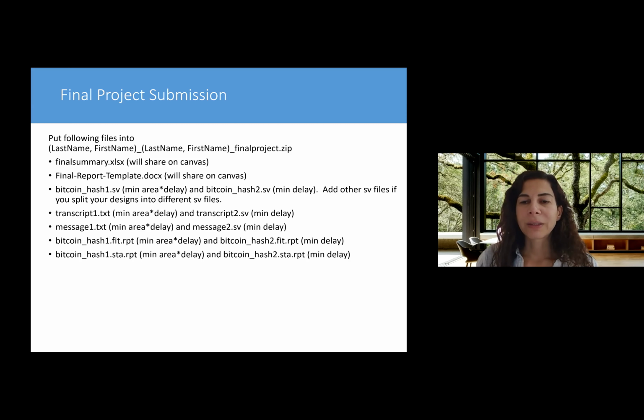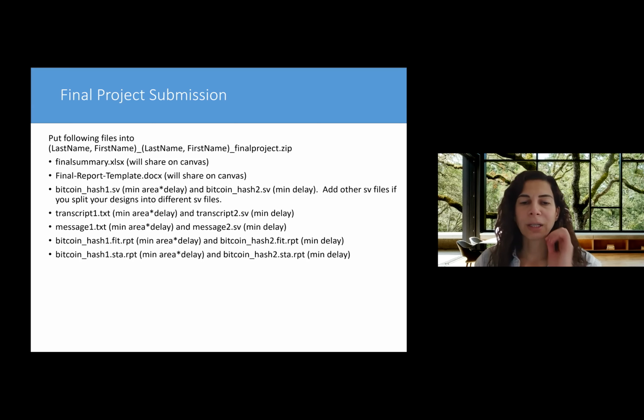Split your design into different SystemVerilog files. So if you're doing one for minimum area delay and one for minimum delay, then have two files. You may want to try different implementations and even share them with us. If that's the case, then also put all of those into these SV files, and have different transcripts for them.